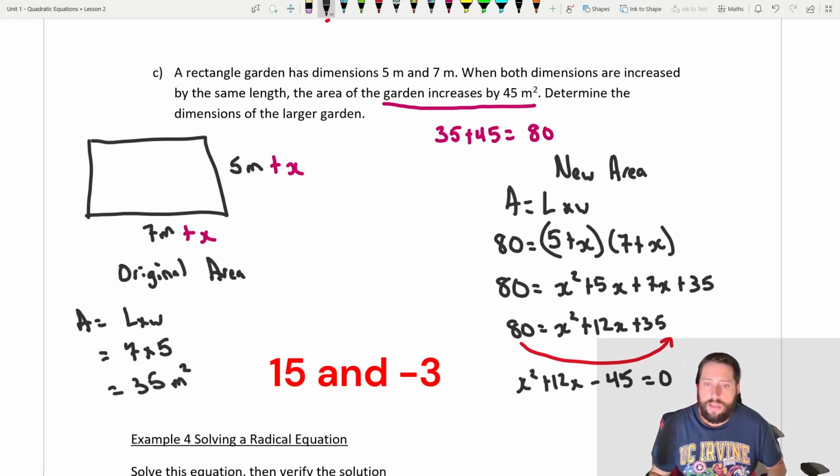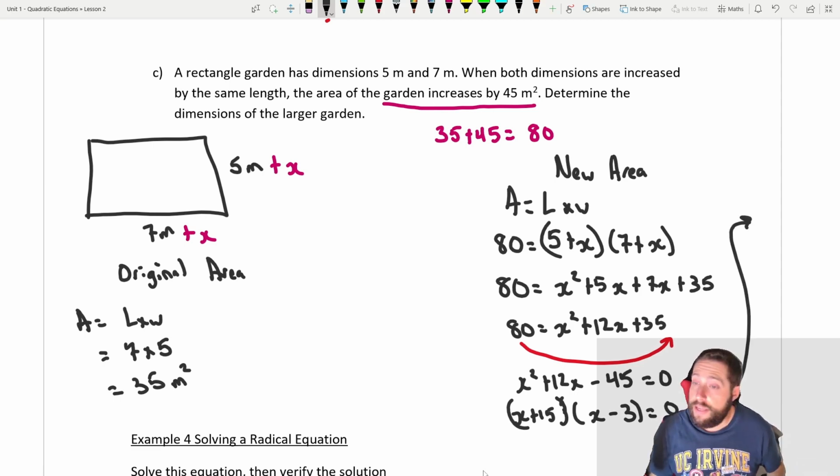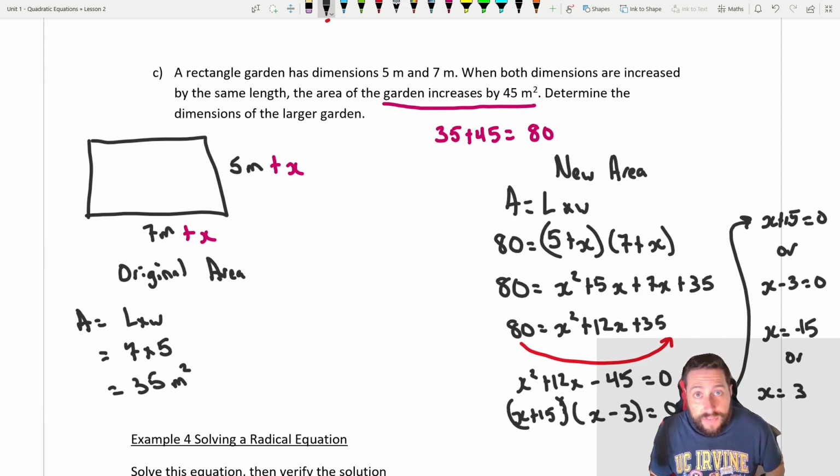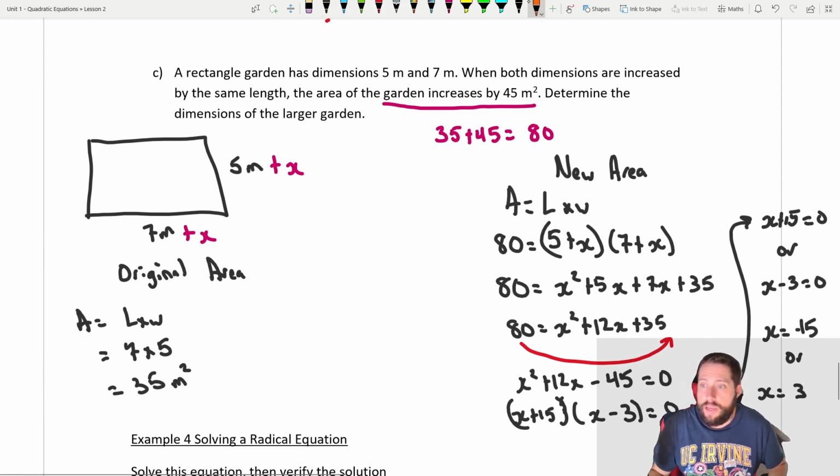Okay? So that means that x plus 15, all right, and then x minus 3 is equal to 0. That means that x plus 15 equals 0, or x minus 3 is equal to 0. Well, that means that x is equal to negative 15 or x is equal to 3. However, one of them won't work. And that's going to be negative 15. The reason being, okay, so we're just going to say that this one doesn't work.